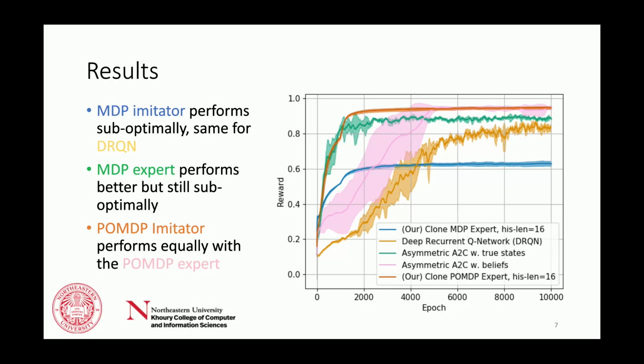Finally, roughly equal in terms of performance are our POMDP imitator in orange and POMDP expert in pink. In this case, both of them can solve the task optimally, and as the POMDP imitator takes in observations to act, it can be deployed in the real world.